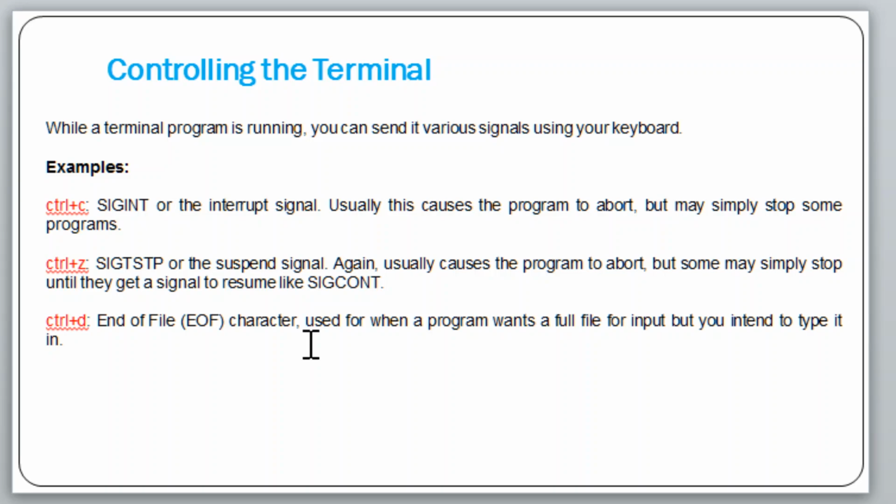So we also have a few ways we can control the terminal. We have Control C, Control Z, and Control D. Control C is the interrupt signal, and this causes the program to abort, but may simply stop some programs. Control Z is the suspend signal, and again, this may cause the program to abort, but it also may simply stop until it gets a signal to resume, like continue. And then we have Control D, or the end of file character, which is used when a program wants a full file for input, but you need to type it in.